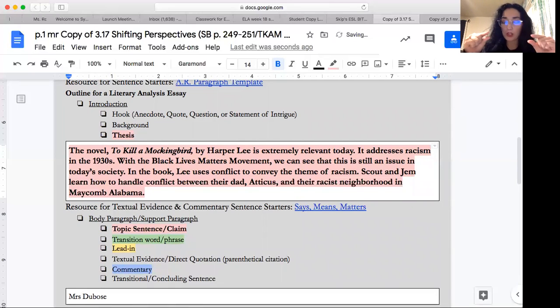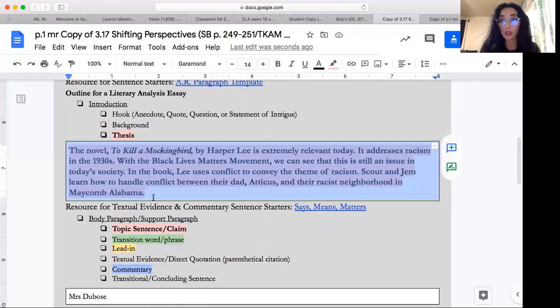Okay, so I'm almost there. I have my background, I have my hook, and I'm getting really close to my thesis, or the main message that this essay is going to be about. So let me reread. Remember, good writers always reread their work, especially if you're stuck. Rereading your work will make you see connections that you didn't notice as you were writing.